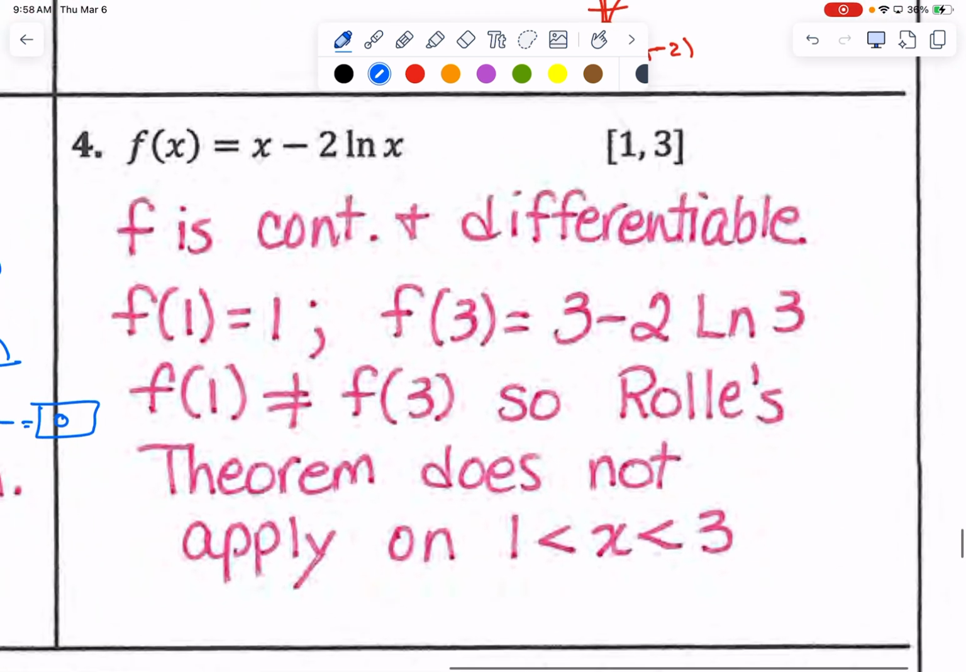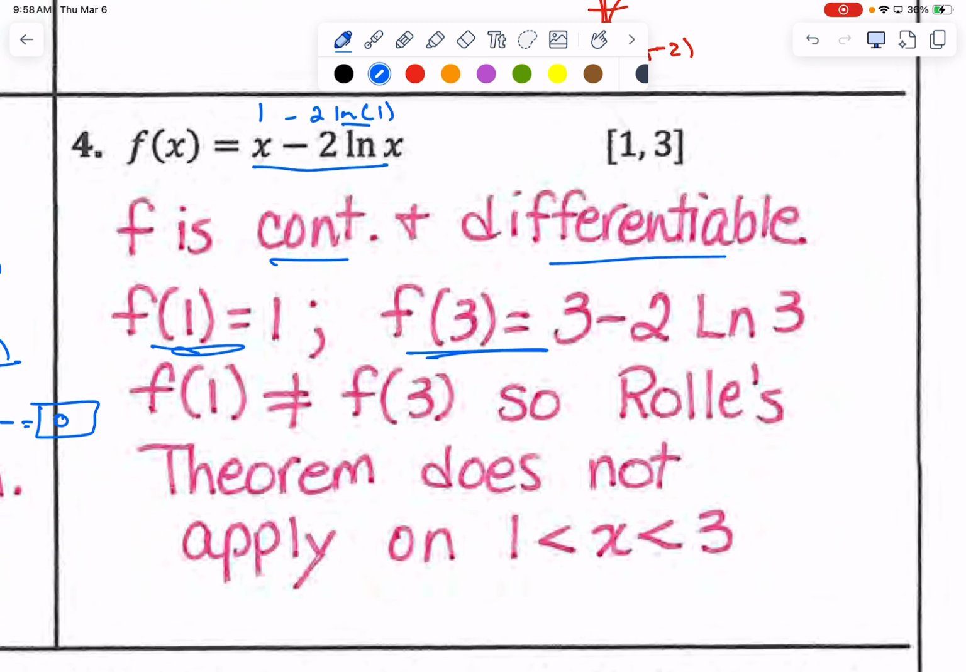All right, continuous, differentiable. F of 1 equals 1, f of 3, and you get this. I plug in 1, I'm going to get 1 minus 2 natural log of 1. What's the natural log of 1? Let's have that memorized. What's the natural log of 1? 0. So you get 1 minus 0, which is 1. Then when you plug in 3, you're going to get 3 minus 2 natural log 3. I can't do anything to that. That's just 3 minus 2 natural log 3. About the best you could do to it is go 3 minus natural log of 9. You could put the monkey back in the tree.